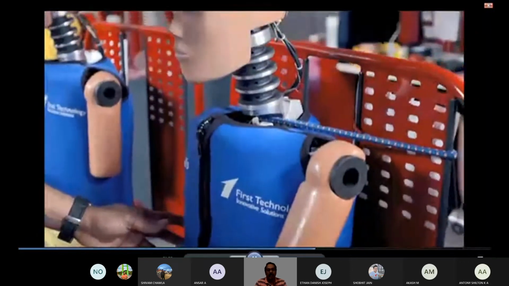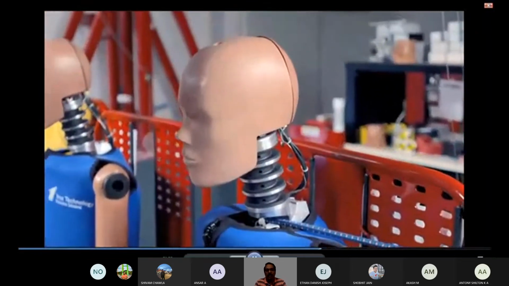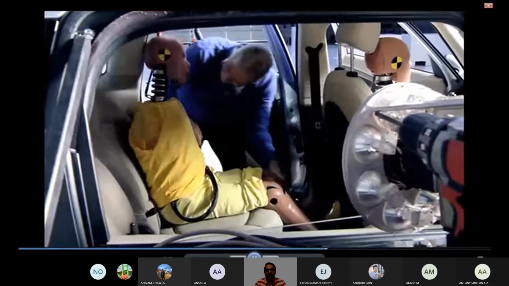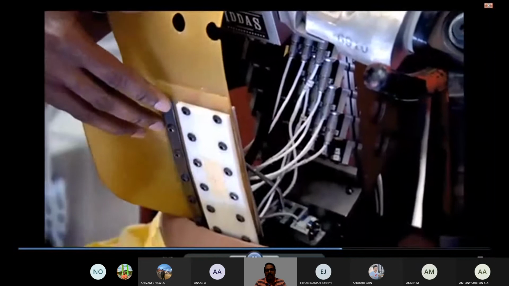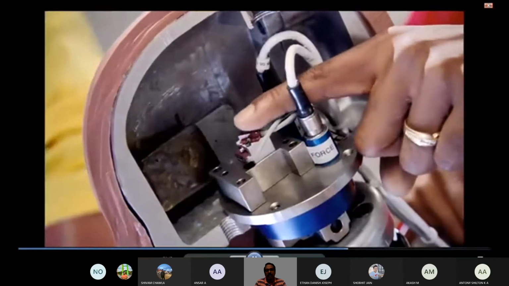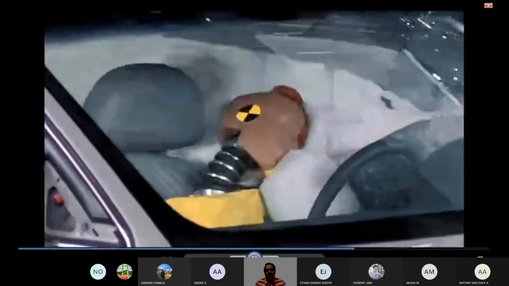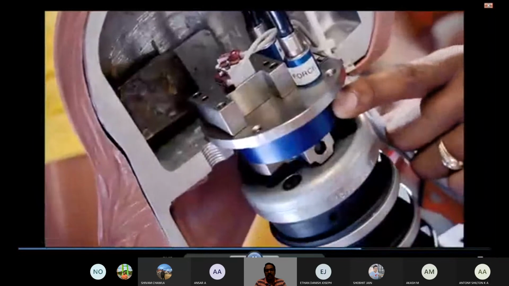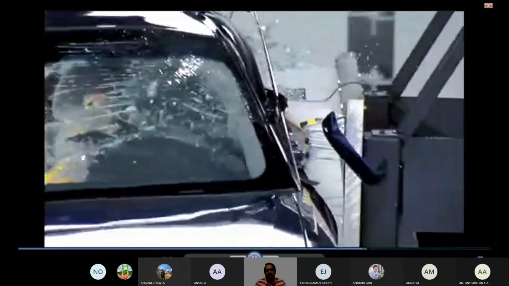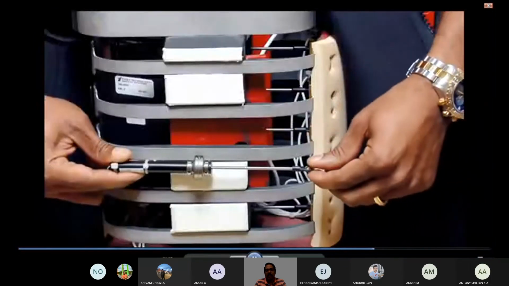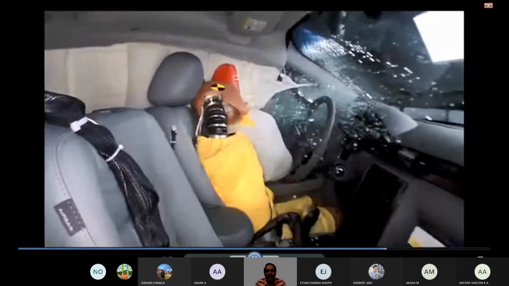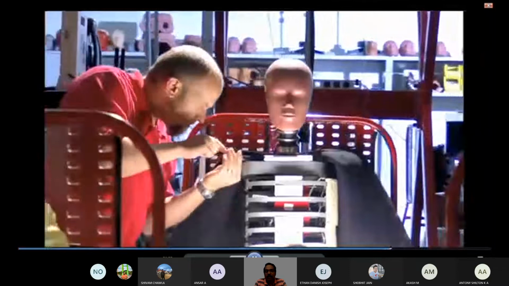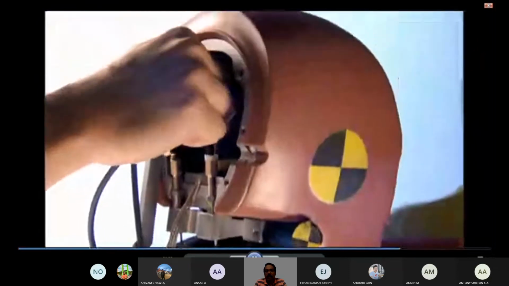This is our 5th percentile female. She is used for side impact testing. We have from 20 to 40 different sensors in the dummy. We have accelerometers, which measure the acceleration. We have load cells, which measure the forces. And we also have potentiometers in the ribs that measure the movement of the rib. Once fully instrumented, our crash test dummies are starting to approach $200,000 in value.